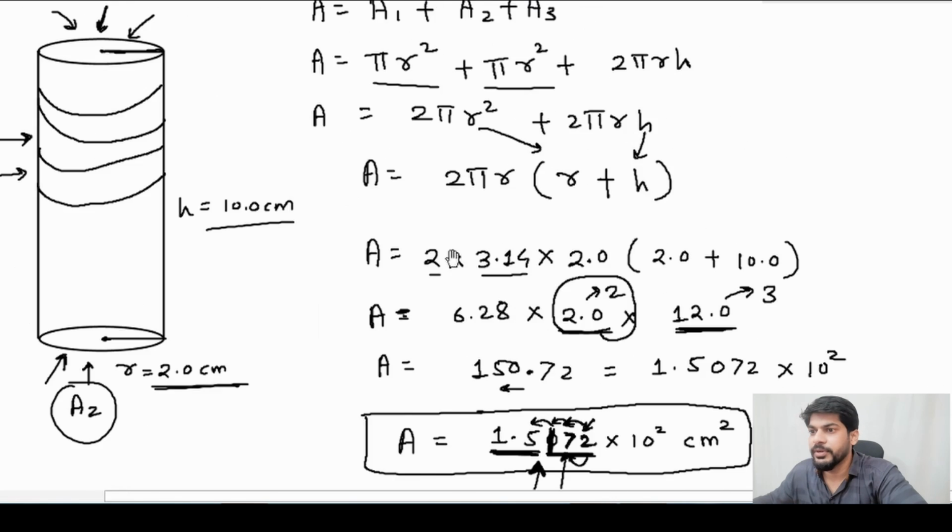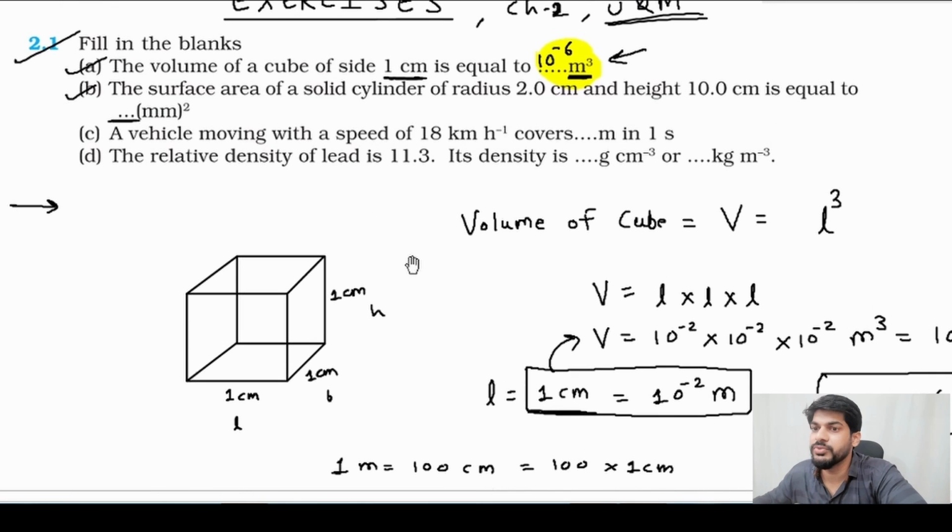So that's our answer, and just check this very carefully. I have just rounded the answer to proper number of significant figures, which you have to be careful about. If you don't round this off to proper number of significant figures, this is going to be wrong. Your examiners will mark it wrong. So always check the rules of rounding off. Now let's move on to the next one.